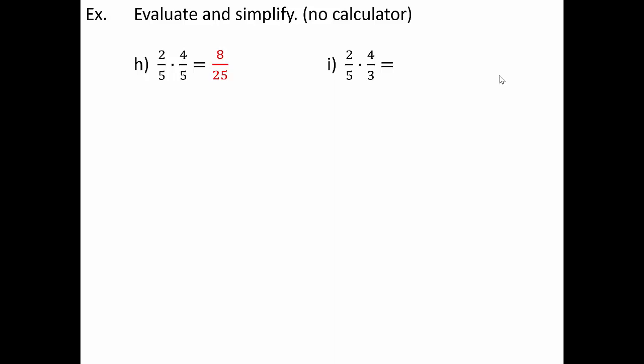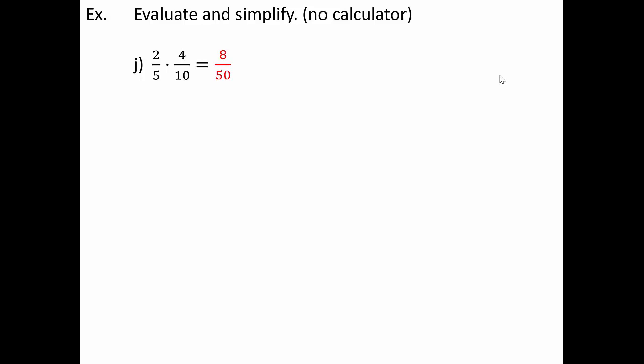Now, take, let's say, 3.5 seconds to answer the next question. 3, 2, 1. Hopefully you got 8 over 15. All right, take another 3.5 seconds. 3, 2, 1. All right, 8 over 50. But this time we are actually not done because 8 and 50 have a common factor. Remember, after you've done the problem, double check, can you reduce that any further?